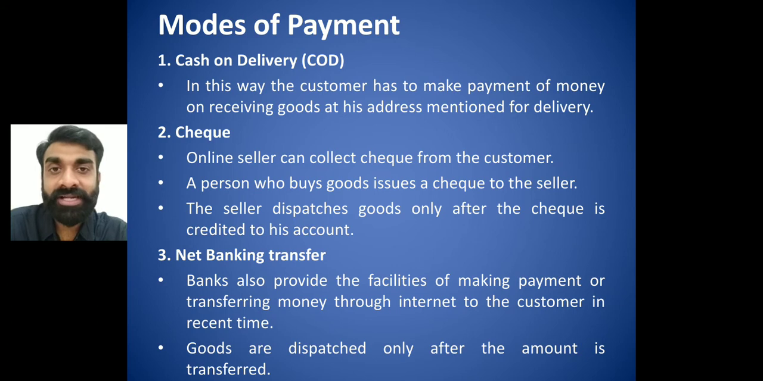Banks provide this online banking facility, right? They give a unique user ID and password to the person, and a person who wants to buy goods online can, with the help of internet banking, transfer the amount from one bank account to another, that is, from the buyer's account to the seller's account, right? Goods are dispatched only if the amount has been transferred and credited into the seller's account.